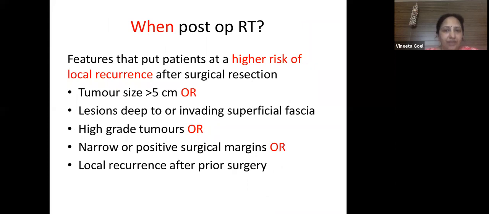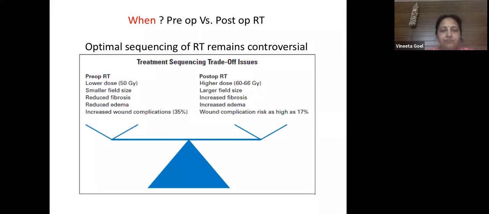So if I have to summarize when to add postoperative radiation therapy, I would say that any feature by virtue of which you think that your patient is at a higher risk of local recurrence after surgical resection alone. For example, a tumor which is large, more than 5 centimeter, or a lesion which is deep-seated or is invading the superficial fascia, or a high-grade tumor, or narrow or positive surgical margins, or patients who've already had a local recurrence, all these patients must get postoperative radiation therapy.